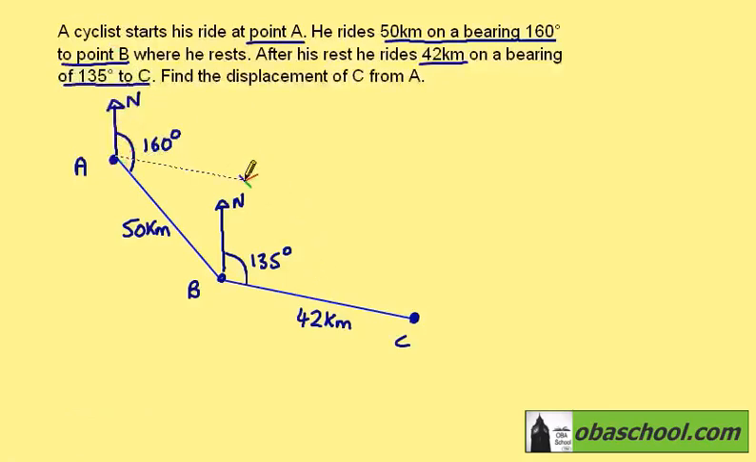And we can complete the diagram by putting on the side AC. The displacement of C from A, we need to give the distance and the bearing. To work out the bearing, we're almost certainly going to need the angle marked.